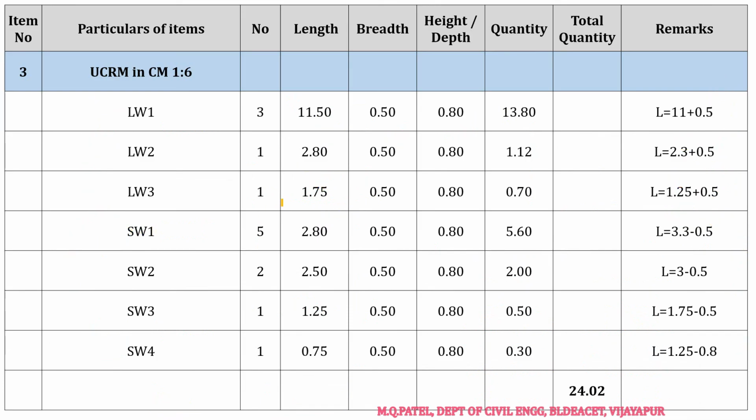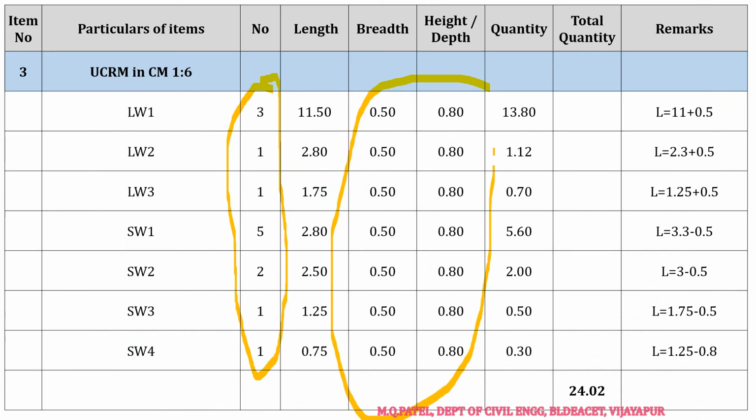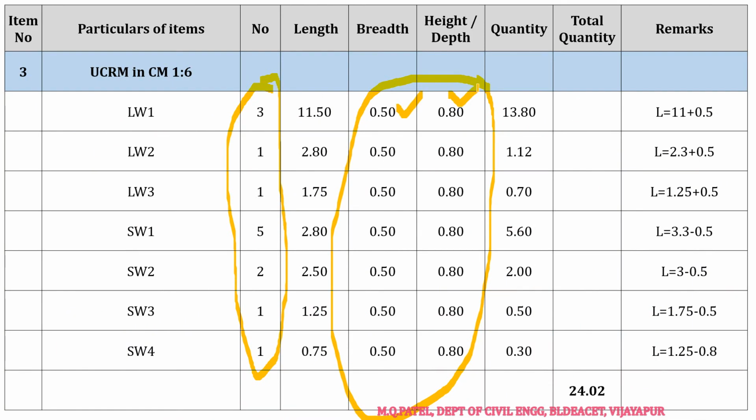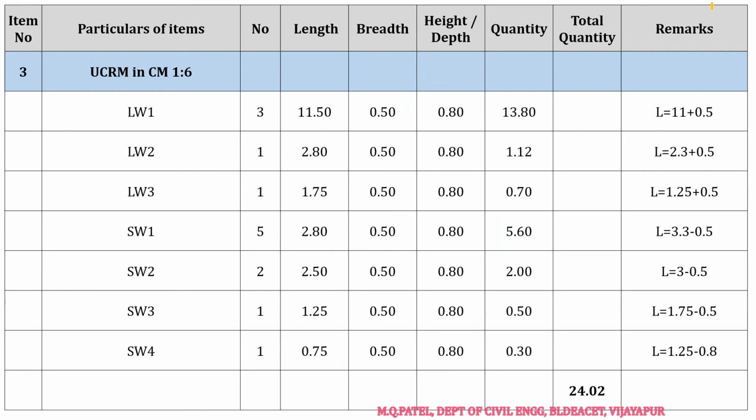If you compare it with the previous calculation, this will remain the same. This is directly given in the figure: 0.5 is the breadth, 0.8 is the depth. Then next, only these lengths are changing.